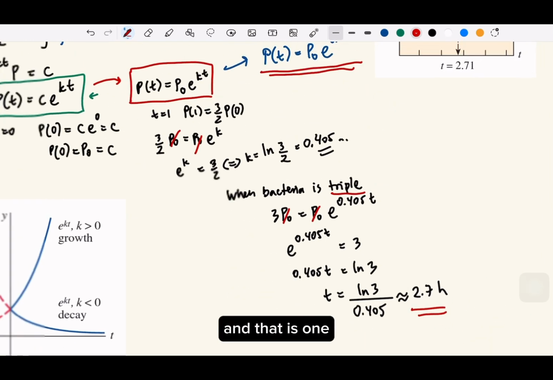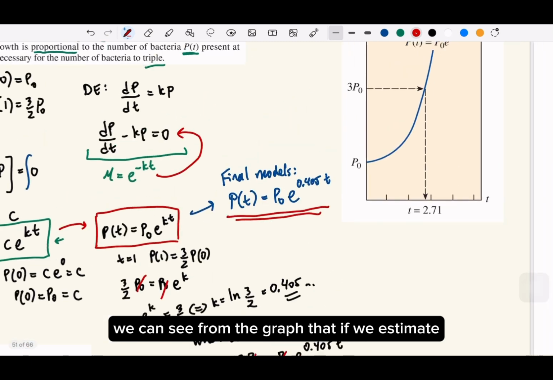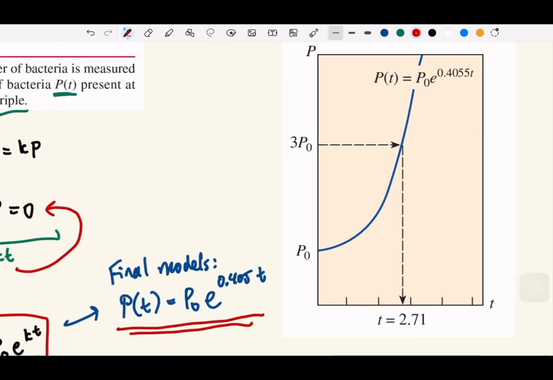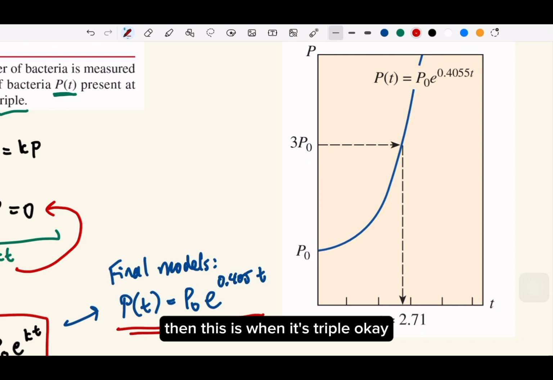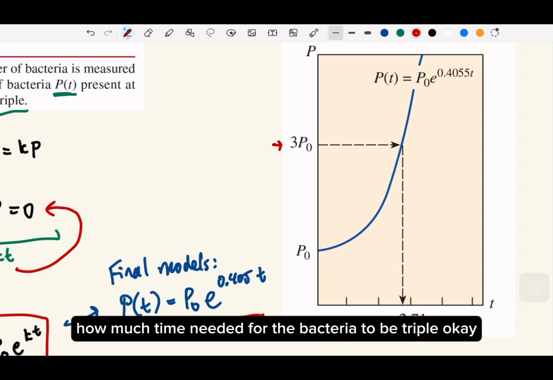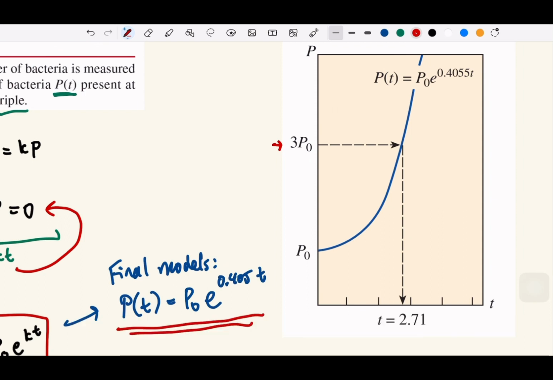Okay, and that is one example. We can see from the graph that if we estimate, then this is when it's tripled. So we can see how much time is needed for the bacteria to be tripled.